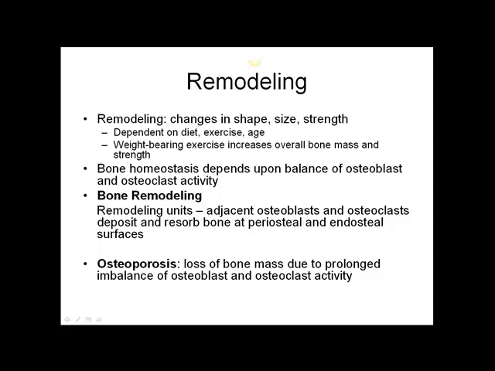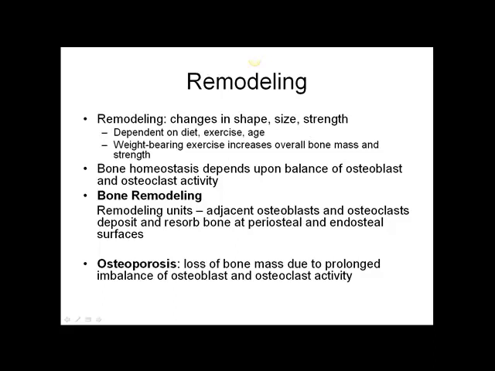So we have changes in shape. Those are very small changes, very small changes in size and strength. And some of the things that change these are diet, exercise, and age. Weight-bearing exercise increases overall bone mass and strength, and bed rest does the opposite. So the more you sit and watch TV or work on your iPad, the less bone mass you will have. So students typically have low bone mass because they're reading all the time or studying all the time, sitting in a chair. It doesn't build bone mass.